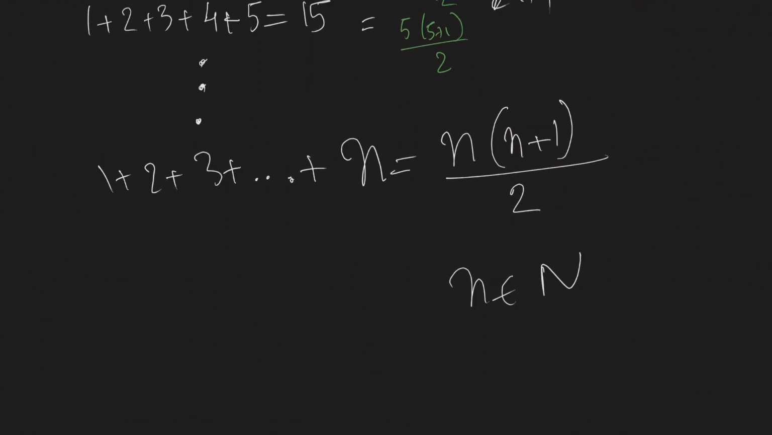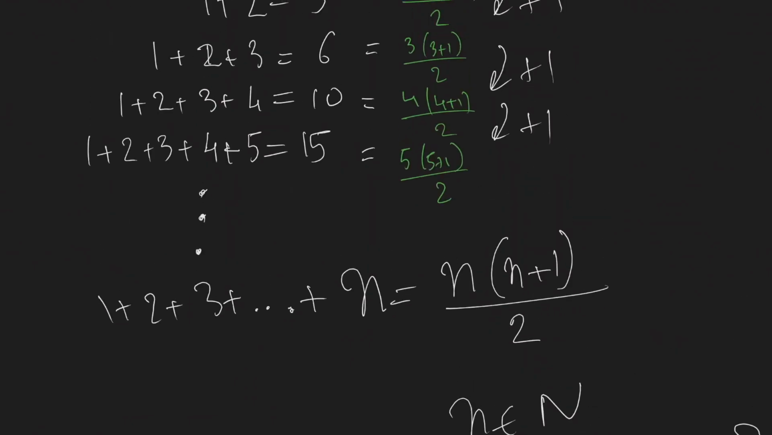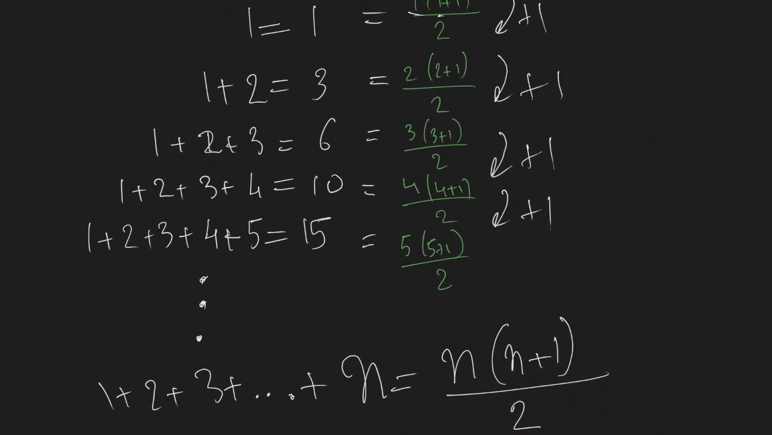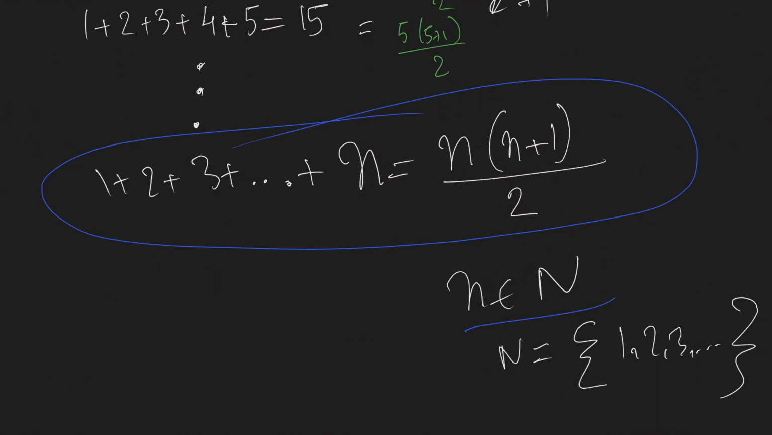Now the natural numbers are just the set of numbers like 1, 2, 3, and then all the way to infinity. So you had some data here. You were given some data. And you observed a pattern in this data. And then you said that this pattern holds for the natural numbers, all the natural numbers. So you use inductive reasoning to produce this conjecture.